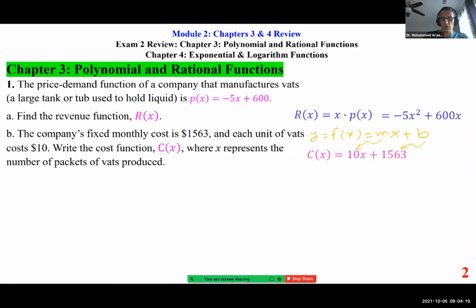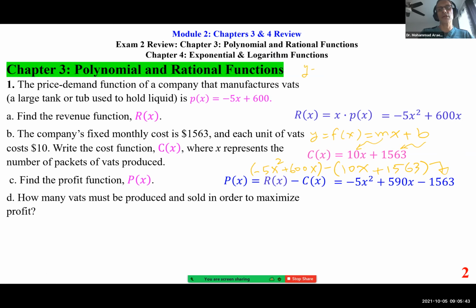How many vats must be produced and sold in order to maximize profit? To maximize profit, we are looking at a quadratic function. X must be equal to minus b over 2a. We call y, or f of x, equals ax squared plus bx plus c. X equals minus b over 2a is the x coordinate of the vertex.